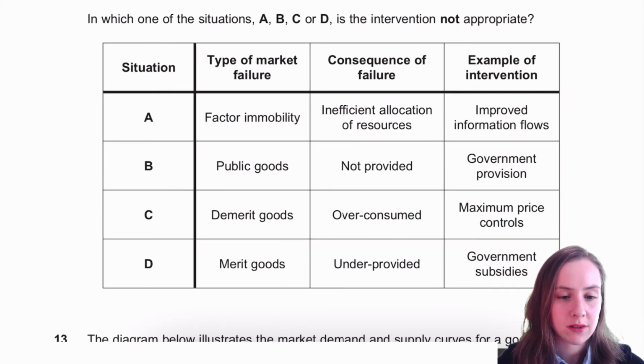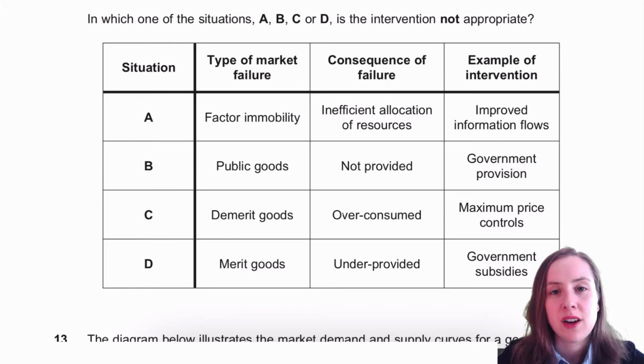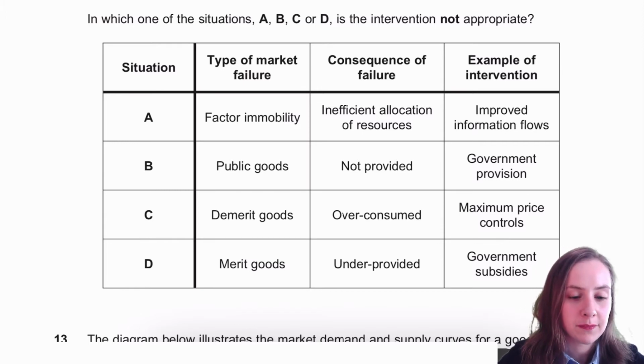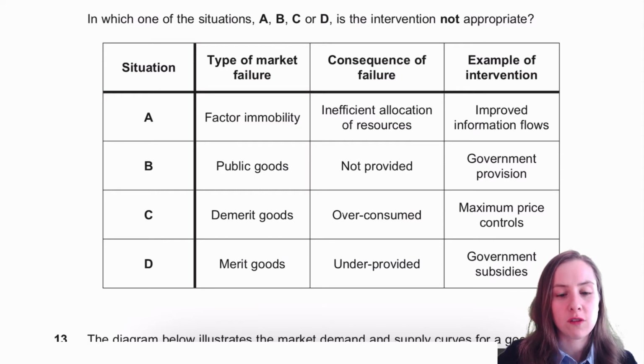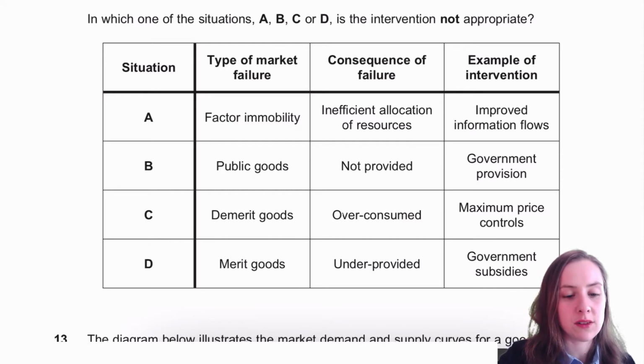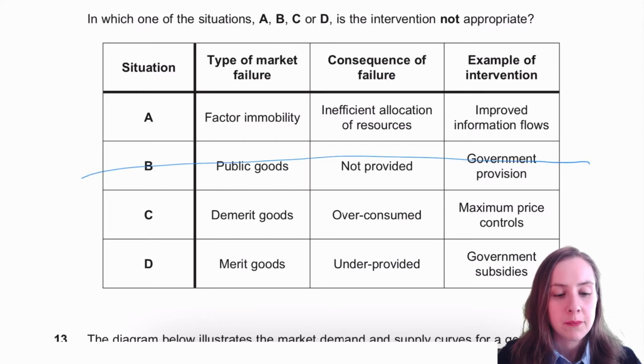Market failure. Which situations is the intervention not appropriate? Right, where is there a mismatch? I start with the easy ones. Public goods. The free market will never provide them, and the government should just provide them. So that is good, which means that's wrong. Demerit goods, like alcohol, too much is consumed. Yes. Maximum price controls. Look, this is bad.